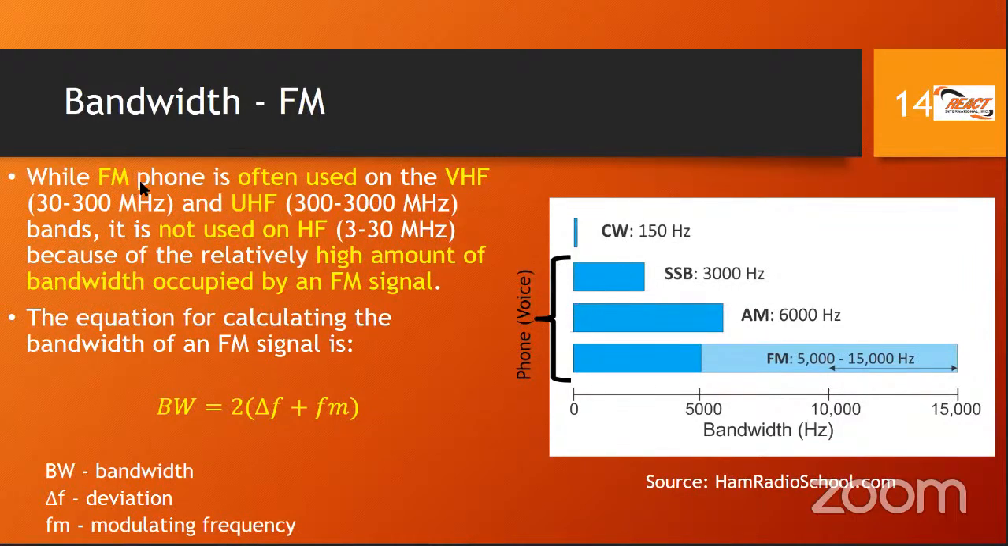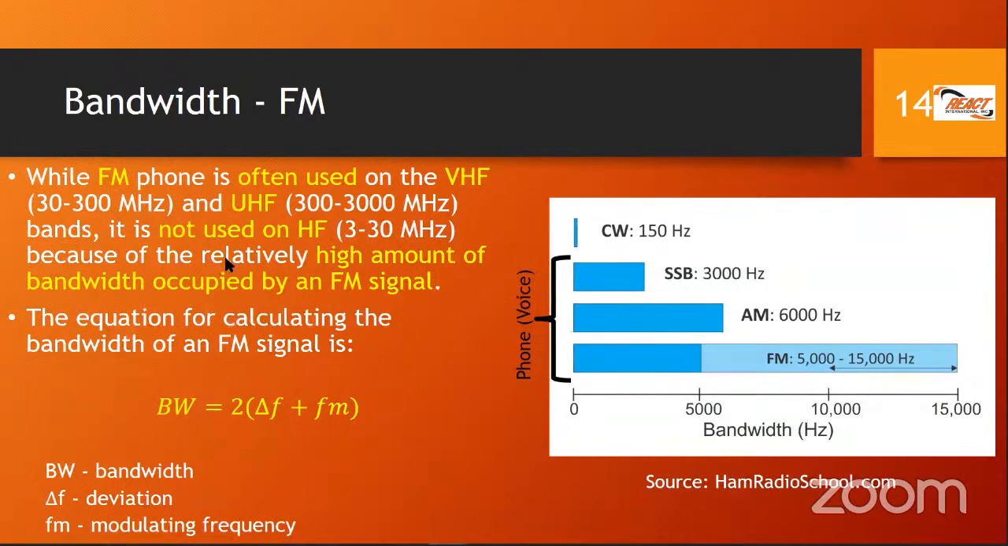We are saying that FM is often used in the VHF, and you may remember from our technician class that VHF is frequencies between 30 and 300 megahertz, as well as the UHF band, which means between 300 and 3000 megahertz, or 300 megahertz to 3 gigahertz. Notice that we will use FM on VHF and UHF, but we do not use FM on HF. And HF is between 3 and 30 megahertz. So we will use FM on VHF, we'll use it on UHF, but we will not use it on HF.